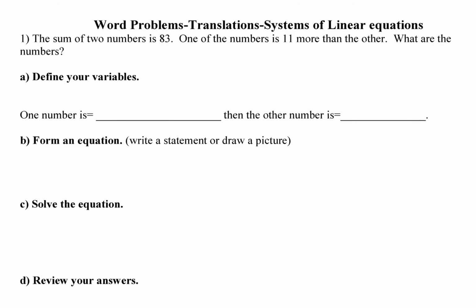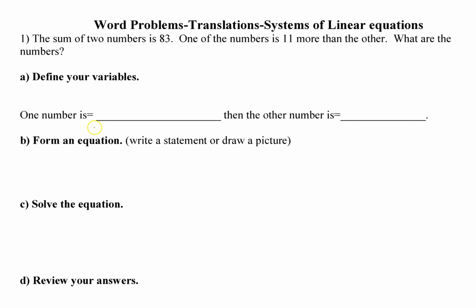This is another application of systems of linear equations. On each of these, we're still looking for two different quantities, which means you're going to have two different variables. So if we read this together, the sum of two numbers is 83. One of the numbers is 11 more than the other. What are the numbers?